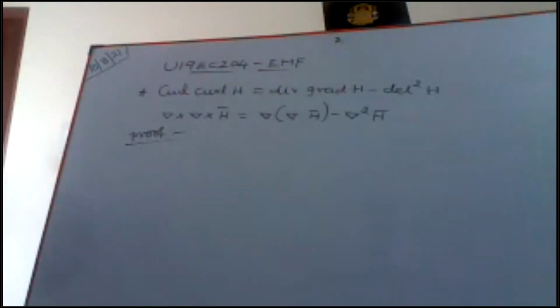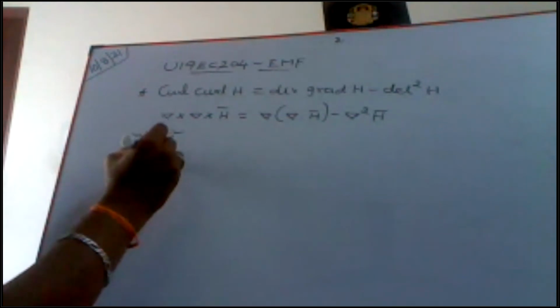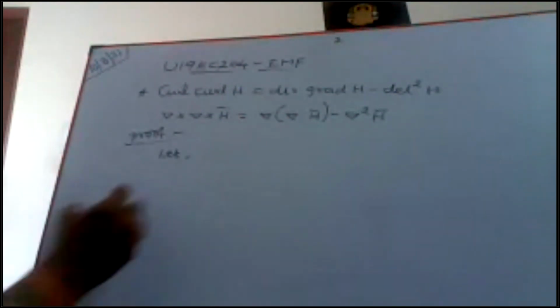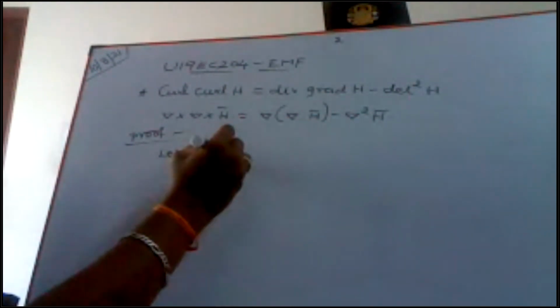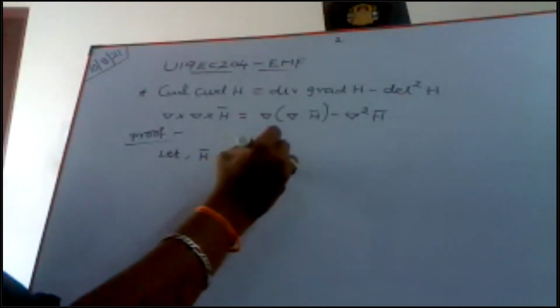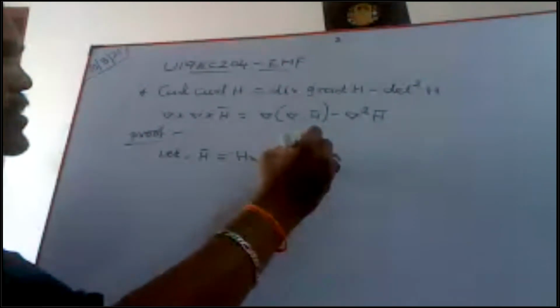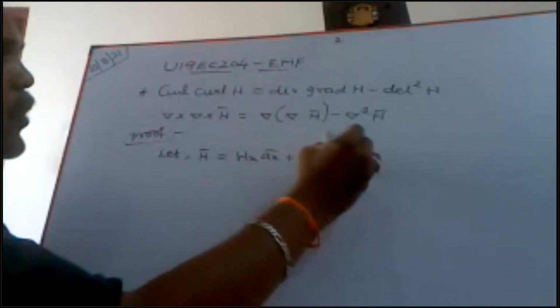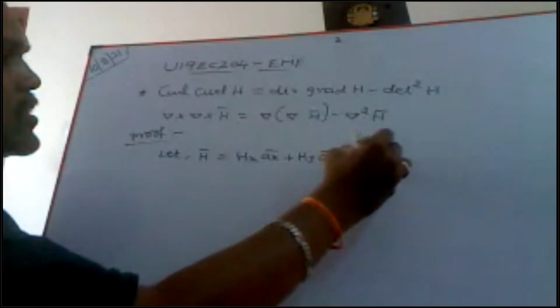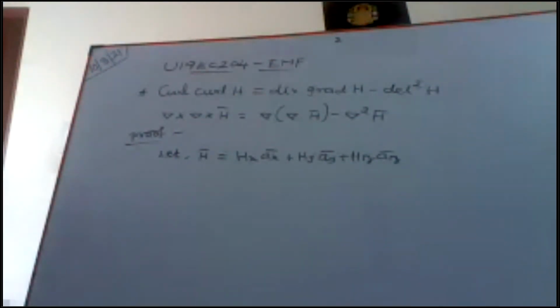Can anyone tell how to start with this derivation? First step, as usual, you try to assume H vector. So let H vector be equal to Hx Ax vector plus Hy Ay vector plus Hz Az vector. Okay. Now what operation do we have to do now?